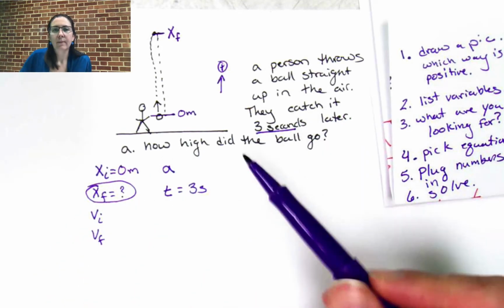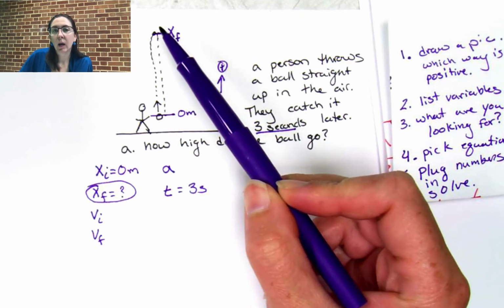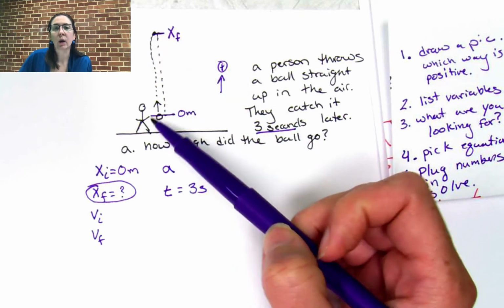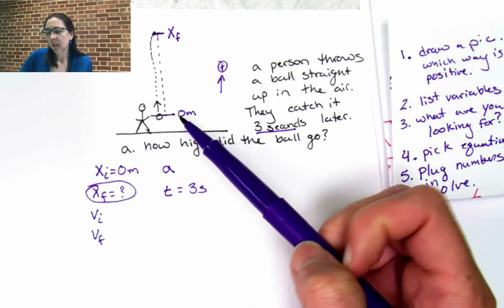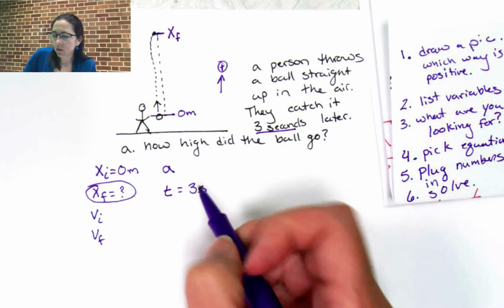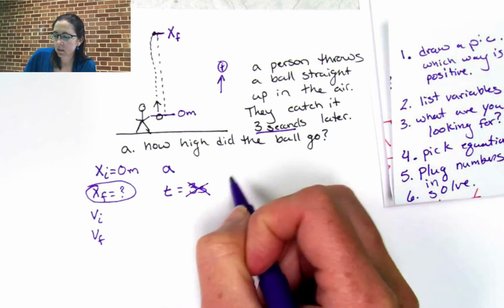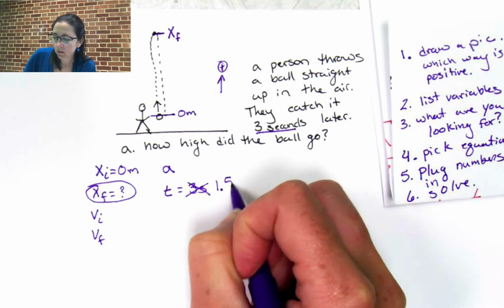And so if I'm talking about the time that it takes to go up, well, if it takes 3 seconds to go up and down, it spends half the time going up and half the time going down. And so the time is not 3 seconds. Even though it says it is, the time is actually 1.5 seconds.